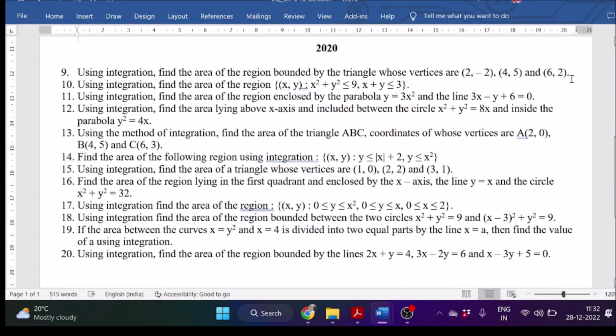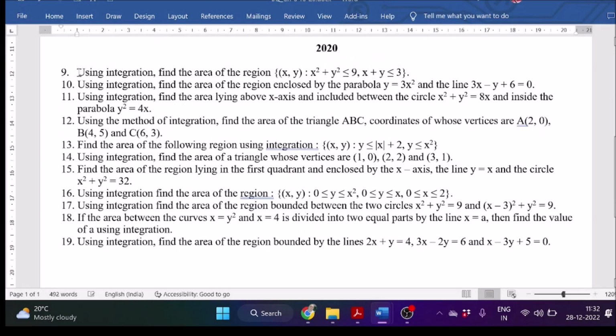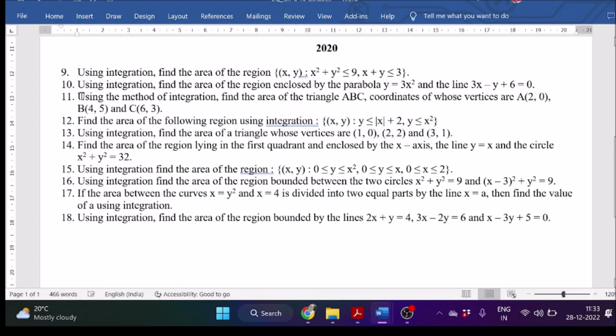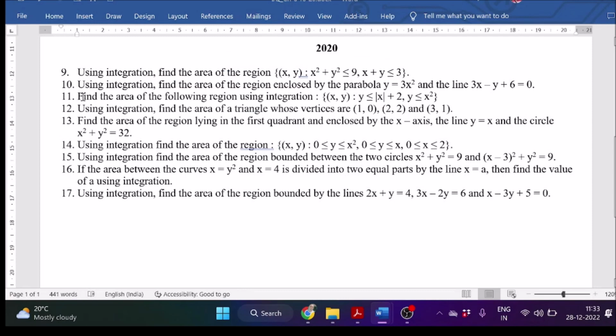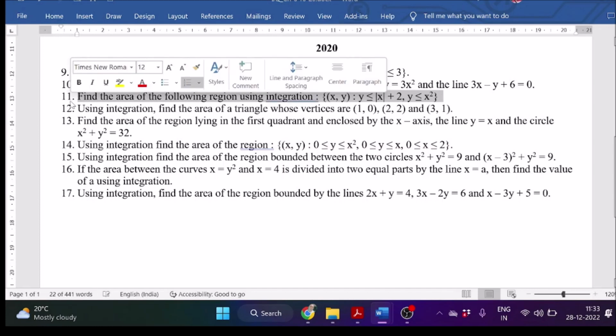Again in 2020, among all the questions, the first one, area of a triangle, it will not come. Next one it may come. This one again parabola and straight line, it may come. Next one, it is again circle and parabola, but the circle's origin is shifted, so it will not come. Question 11, area of a triangle, it may not come. Here this curve is not a simple curve, so it will not come.